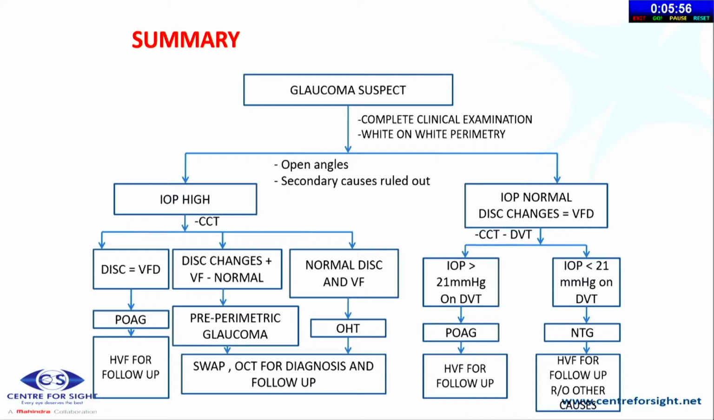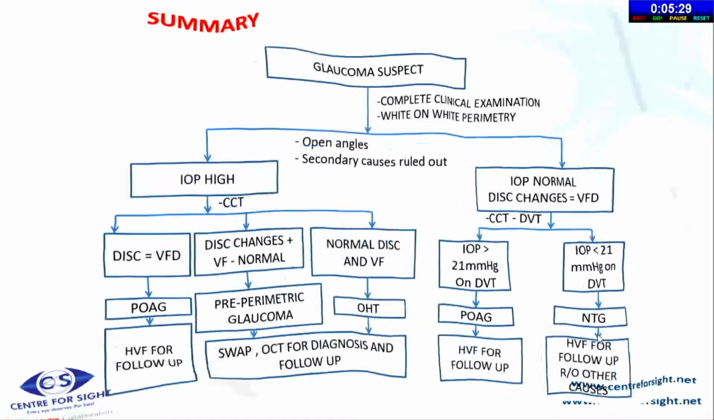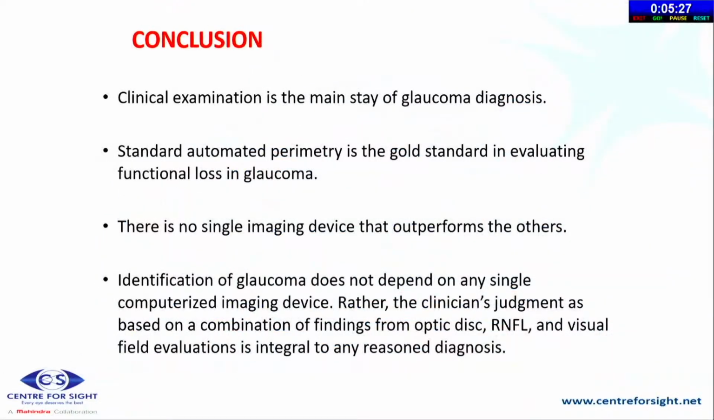If the intraocular pressures are normal, here, the disc changes are present, visual field damage is present, again you do a CCT and you also do a DVT, a diurnal variation test. If intraocular pressure on DVT comes out to be higher, then you are again dealing with POAG and perimetry would be sufficient. Whereas intraocular pressure, if it's consistently low, even on DVT, you are dealing with normal tension glaucoma. And in perimetry, again, you need to rule out the systemic causes there.